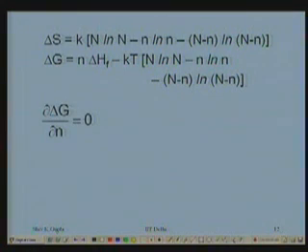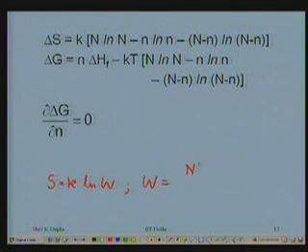So I can write delta S, we have done this before, equals k, where k is the Boltzmann constant, times [N ln N minus n ln n minus (N minus n) ln (N minus n)]. Where has this come from? This has come from the configurational entropy of the mixture of atoms and vacancies, which we have talked about earlier, k log W. And W is equal to N factorial, the total number of sites, divided by n factorial, the number of vacancies, and (N minus n) factorial, which is the number of atoms.